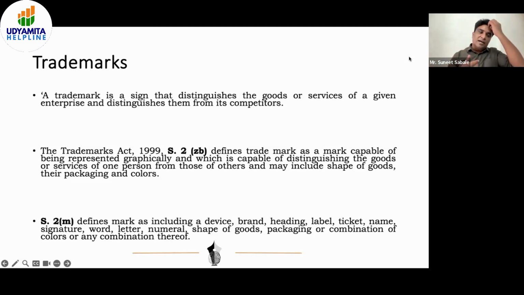Apni Dukan, just to give you an example, is by Amazon. Labels, tickets, name, signature. Signature mark: I just want to mention one signature mark, that is Kirloskar. The Kirloskar brand is recognized by the signature of Mr. Kirloskar.